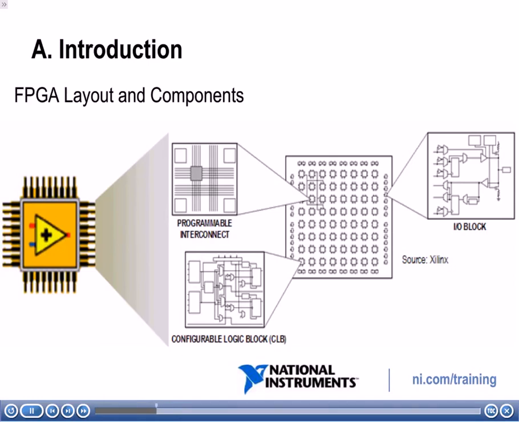Another thing that we have on there is the programmable interconnects. What these do is route different logic blocks together, and they basically do this to create the functionality that you define in software. Not only do the programmable interconnects route signals from logic blocks together, they can also route them in and out of I/O blocks to get signals into and out of an FPGA.